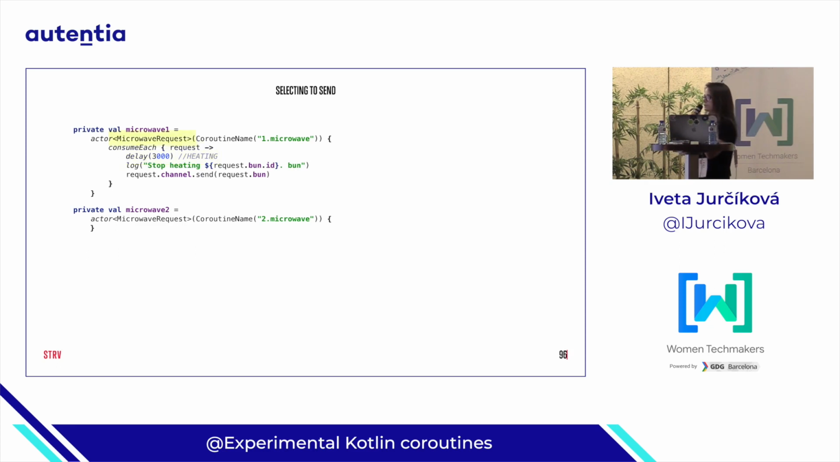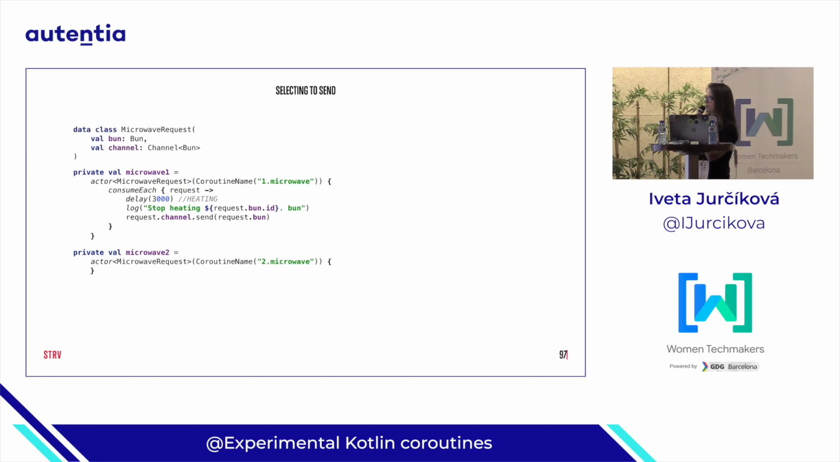The message type this actor is going to process is MicrowaveRequest, which is a simple data class holding a bun, which we need to heat, and a channel that serves like a communication medium between microwaves and cooks. By using the channel, the microwave actor can let cooks know that the bun is ready. It's like the beeping sound which a microwave makes when time is out.